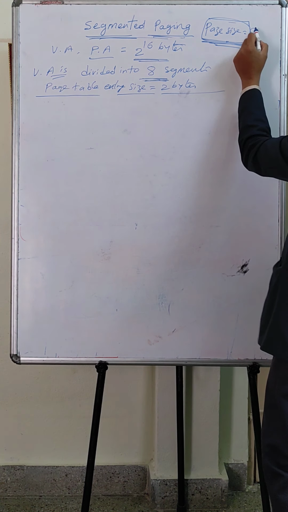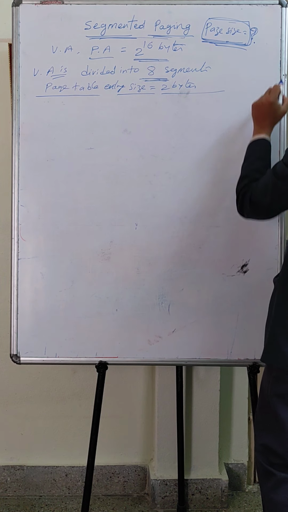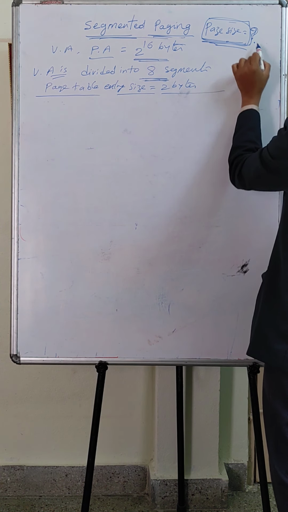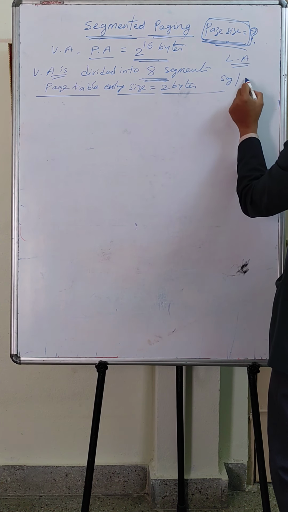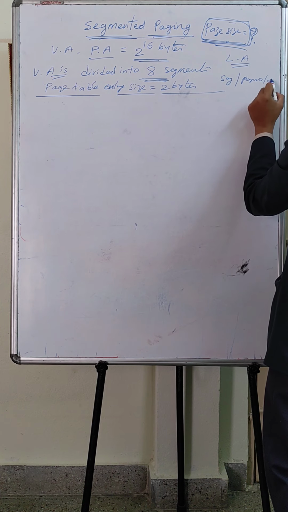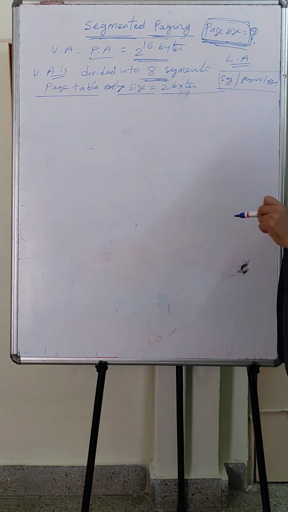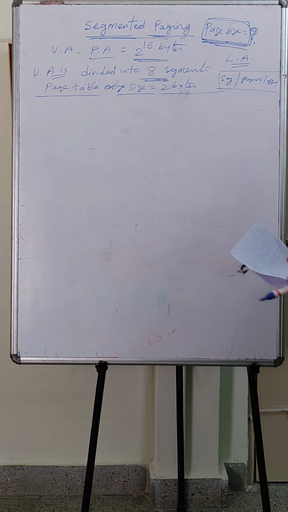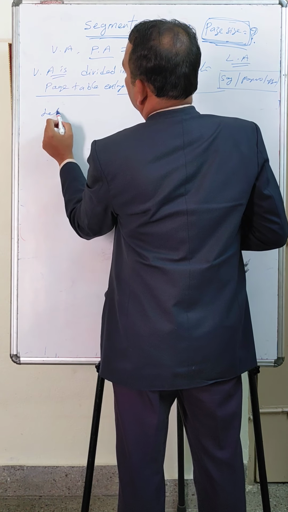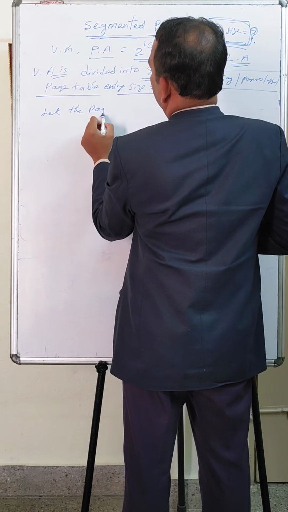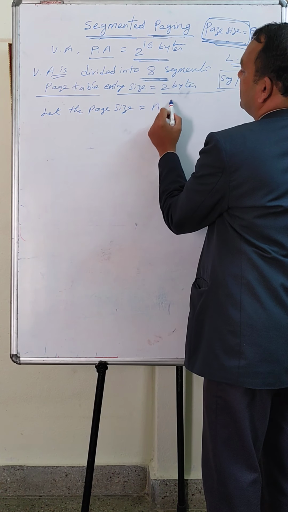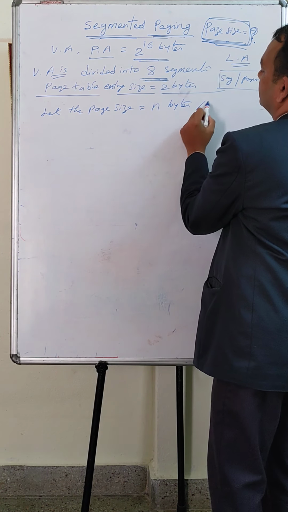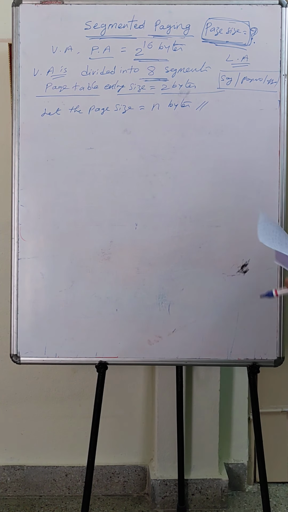We need to find what is the page size, and the logical address. It means how many segments, the page number, and the offset. We are going to calculate these 3 from this problem. Okay. Solution is, let the page size be, we don't know the page size, let the page size be n bytes. Assumption, page size is n bytes.